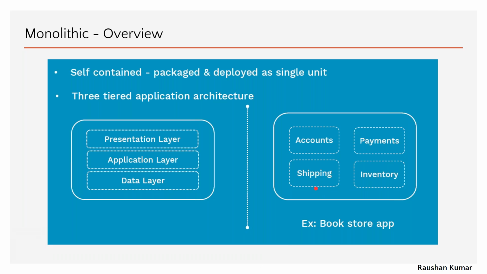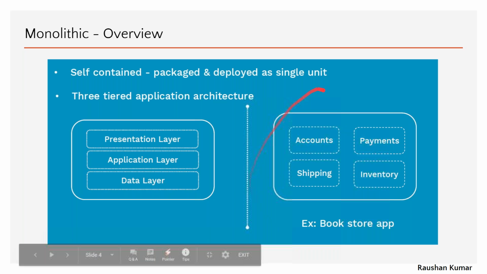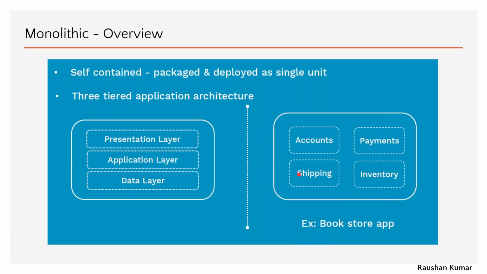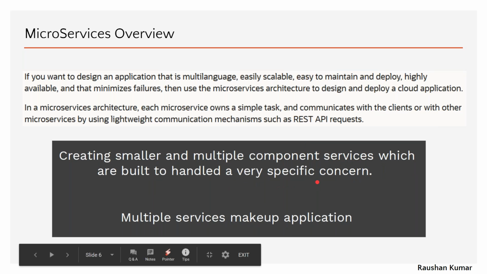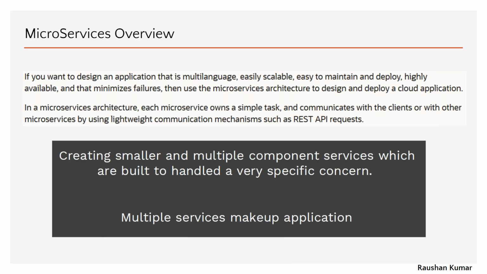That's why I'm going to break down my monolithic applications into microservices, to reduce such issues and mitigate the risk, so that all of these are independent. That's the bottom line of the microservice architecture, and we'll understand these things better in the upcoming slides. Okay, so that's what I mean: creating smaller, multiple component services which are built to handle a very specific concern, and multiple such services make up my application. So that's the entire concept of microservices.